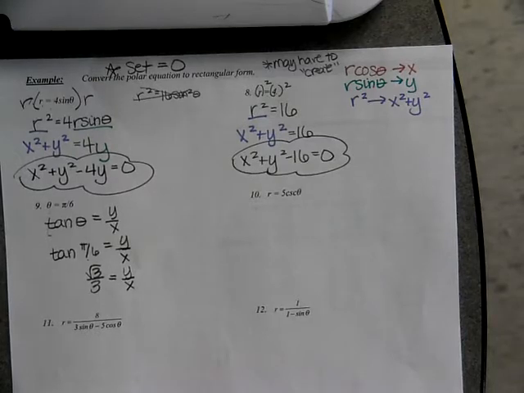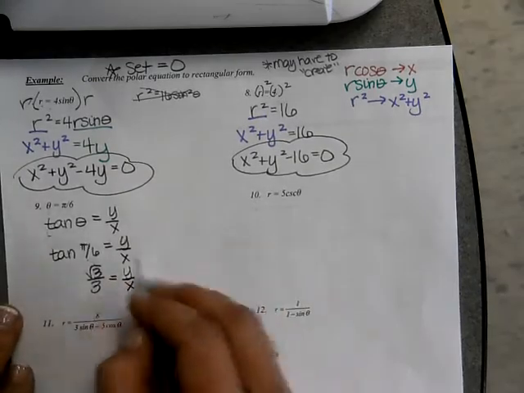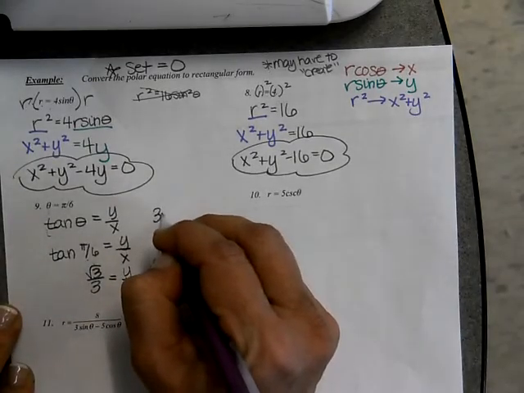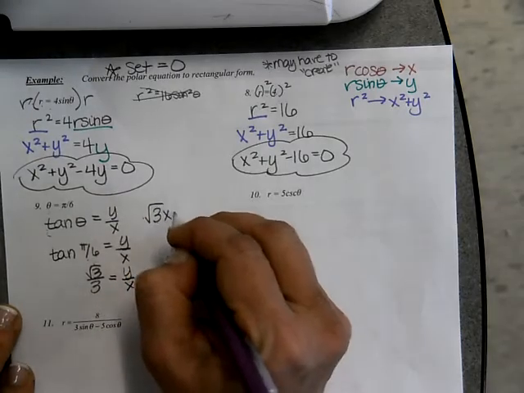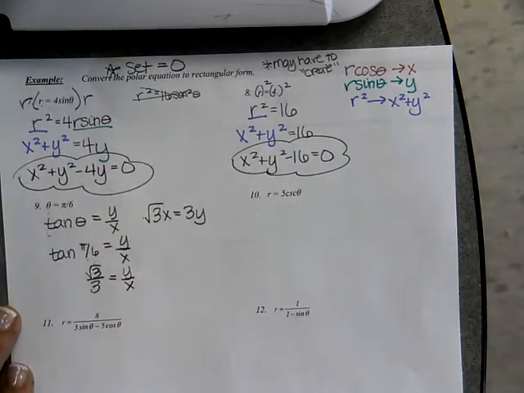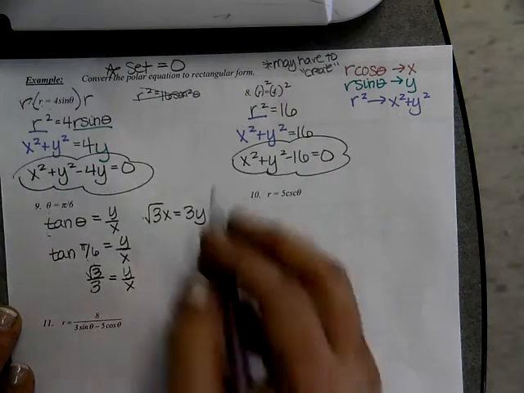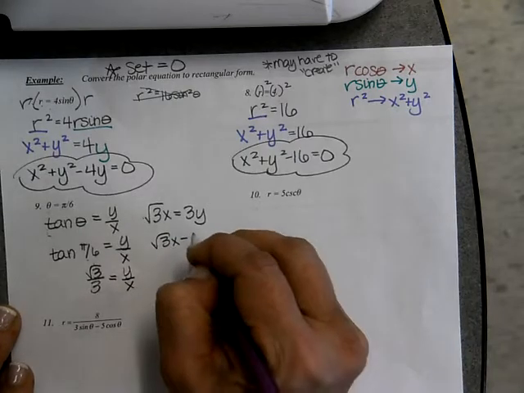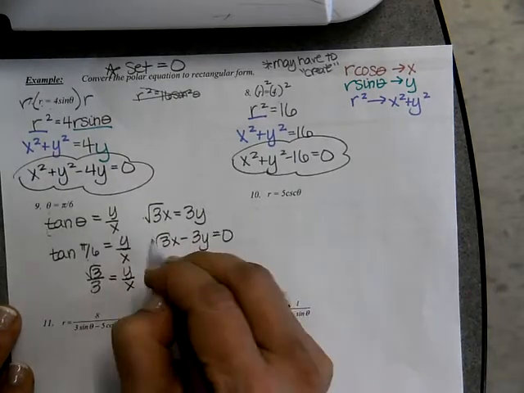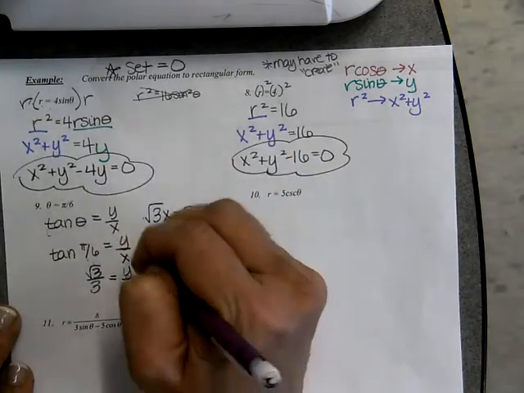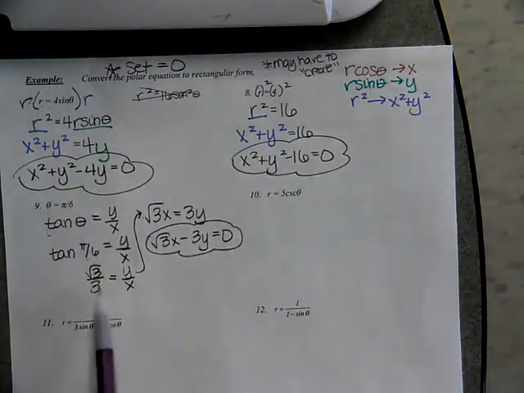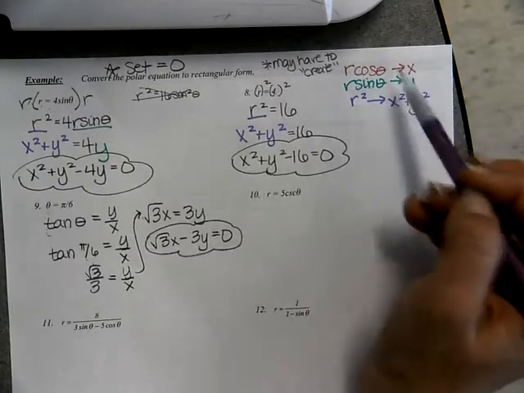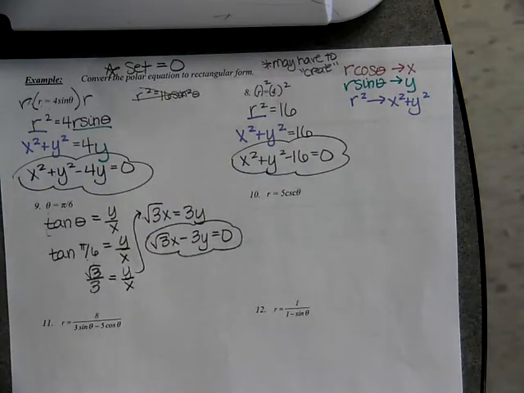And then I could cross multiply if I wanted to. So I could get root 3 x equals 3y. And then I'll just get that equal to 0. Root 3 x minus 3y equals 0, and that's that. So in this one, I didn't use any of these guys up here, but I still used my knowledge of the relationship between the rectangular and the polar coordinates.